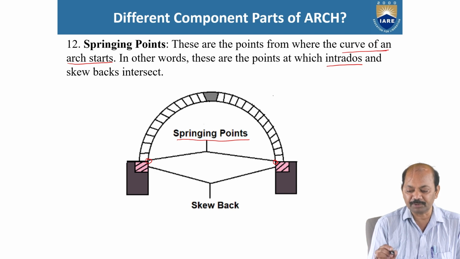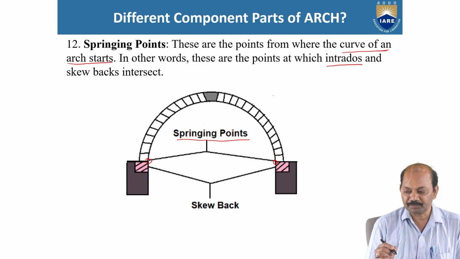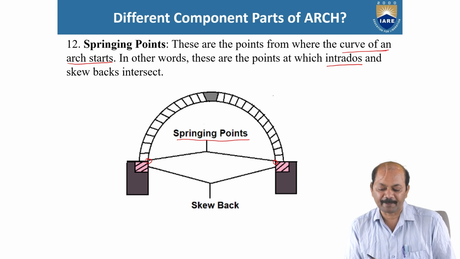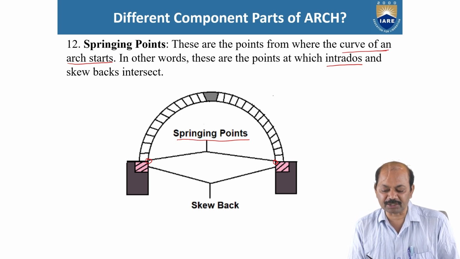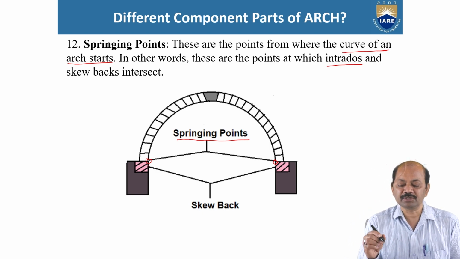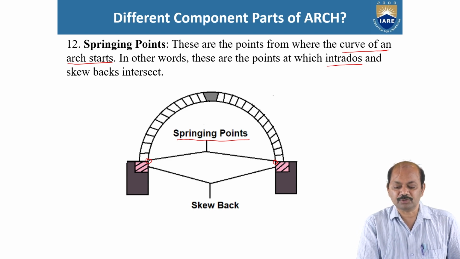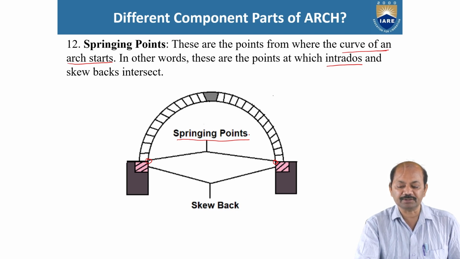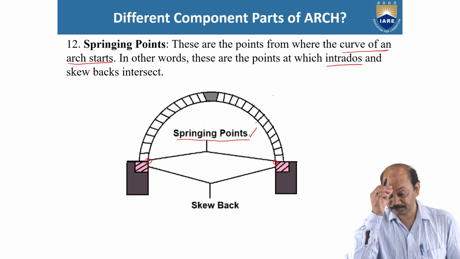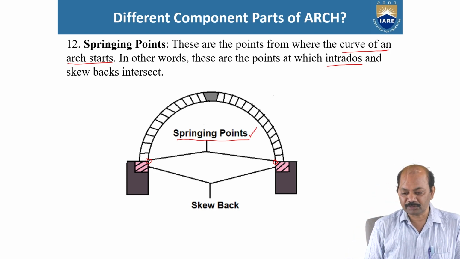On the top of the abutment, some preparation is made. Actually, the construction of arch starts from skew back. The intersection of this skew back and intrados is the springing point. Okay, right?